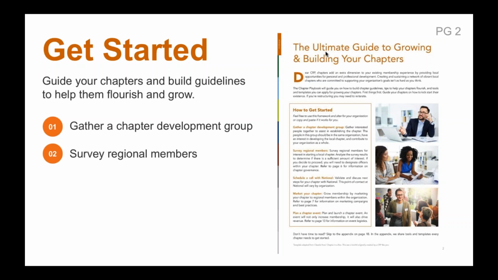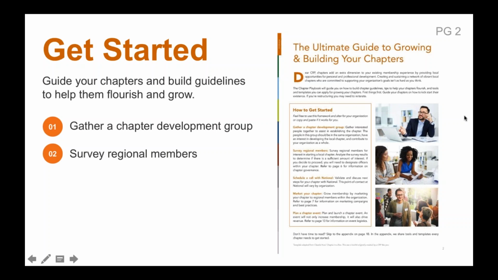A couple of things to get started as you're thinking through this: if you're not doing this today, we encourage you to get this started. We've heard it called a lot of different things, from a working group to a chapter development group. But really what we are encouraging you to do is find some early adopters and progressive chapter leaders that are looking to make things better, not just maintain the status quo, and create a cadence with them.